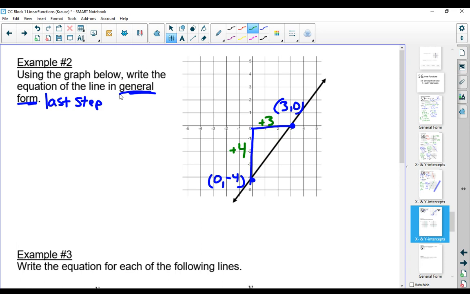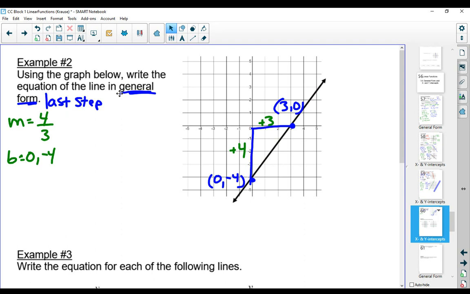Make sure you don't mix up your rise and your run. When I was actually doing this question the first time, I made that mistake. And then I caught it later on when I was doing it a second way. So it's really important that you don't mix up your rise and your run. So our slope would be positive 4 over positive 3. And our y-intercept we can find from the graph is (0, negative 4).